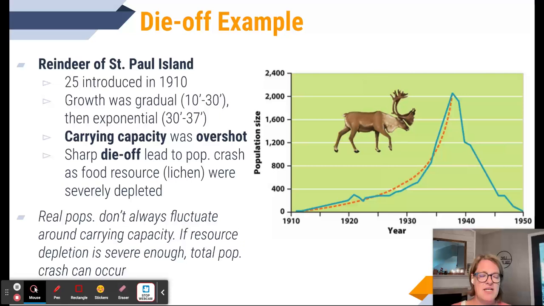If the resource depletion is severe enough, so they way overshot the carrying capacity because they weren't hunted, there were no natural predators of these organisms. So they just ate up everything. Then they ended up having a population crash. And so by 1950, reindeer were extinct on St. Paul Island. So that's a more realistic example of what can happen when we try to introduce things ineffectively.